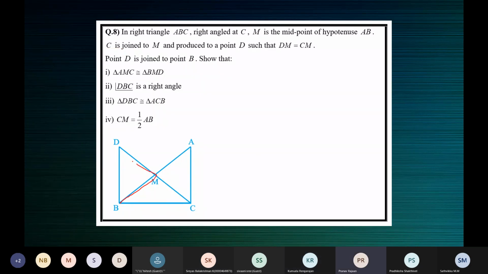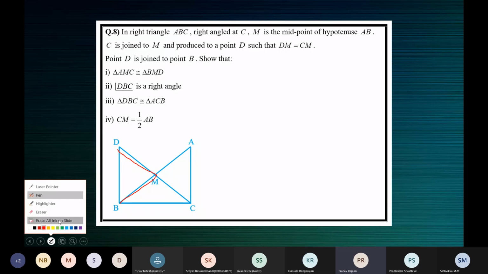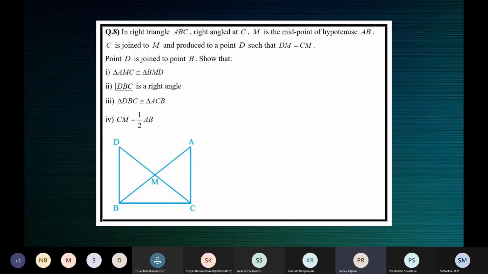Because M divides BM and MA into equal sides. Okay, so this side is equal to this side. Next.